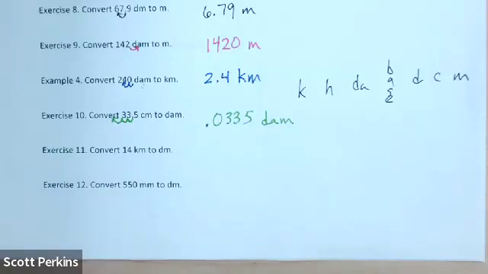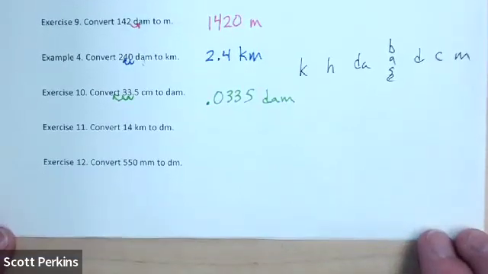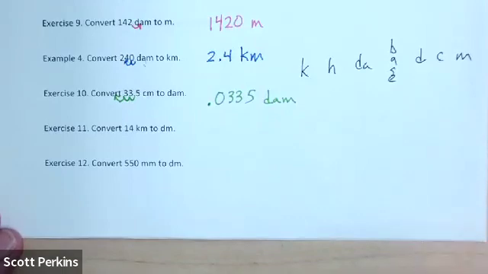Okay. Now for the US system, all the conversions are all over the place. So that's where the charts come in really handy. All right. So exercise 11, convert 14 kilometers to decimeters.